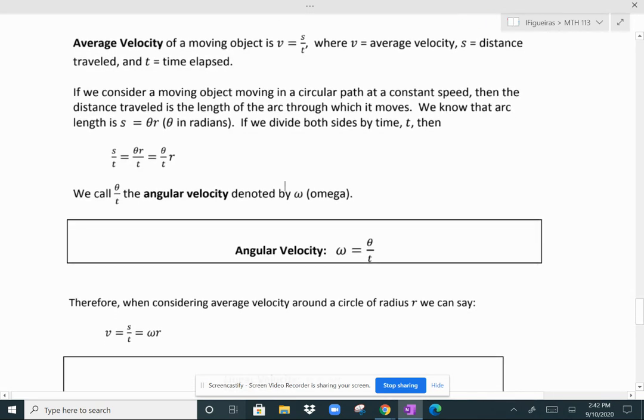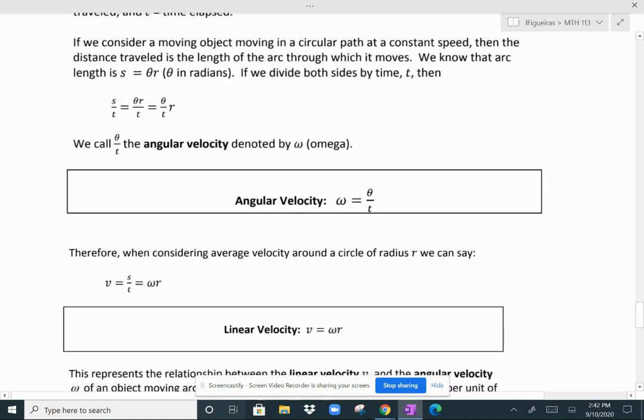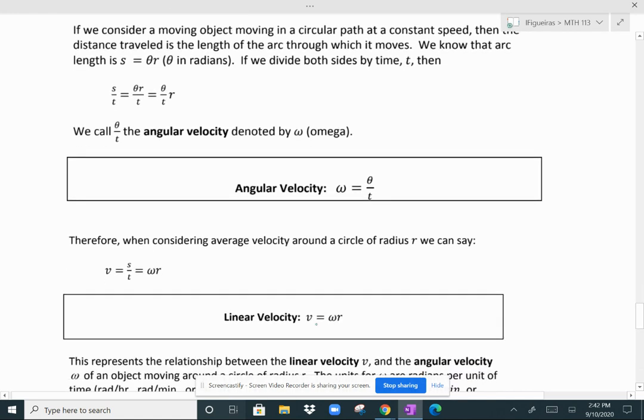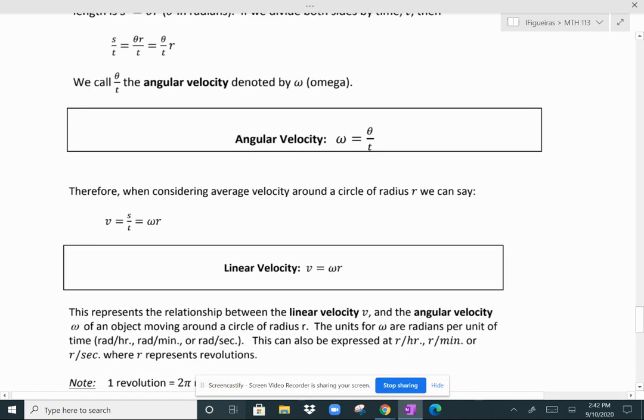So when we're considering the average velocity around a circle, we say that the velocity is not just S over T, it's actually omega R, because theta over T times R, that gets replaced by the omega, so that's omega R. And we call that formula our linear velocity. So our linear velocity is given by the formula omega R, and this represents the relationship between the velocity v, the angular velocity omega, and the radius of a circle.